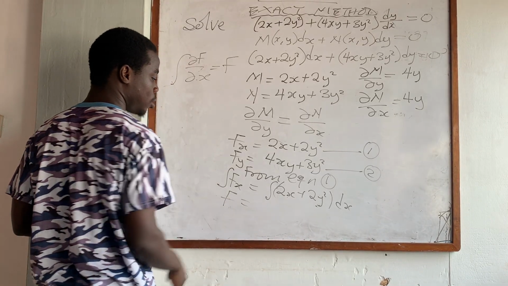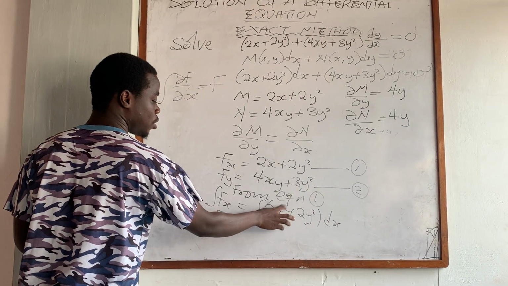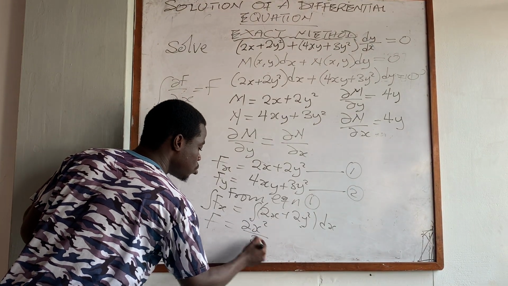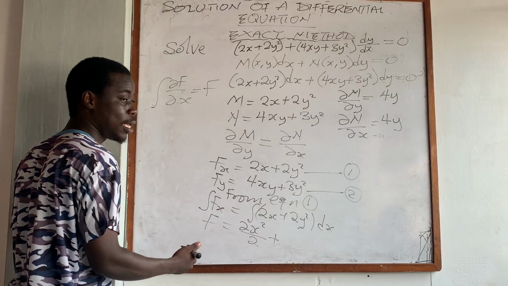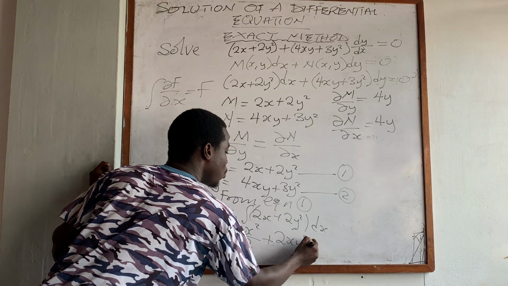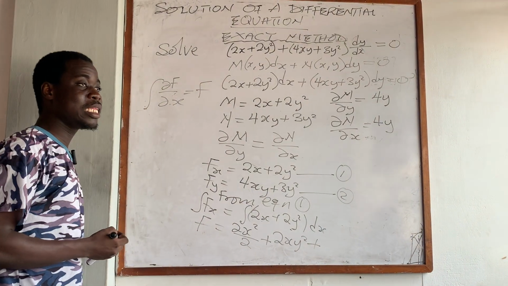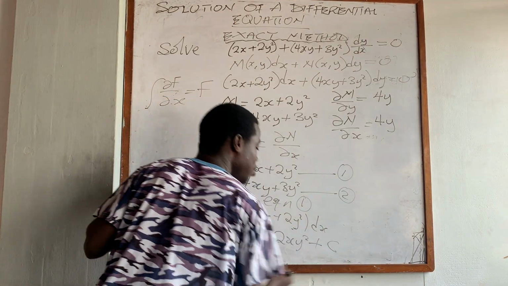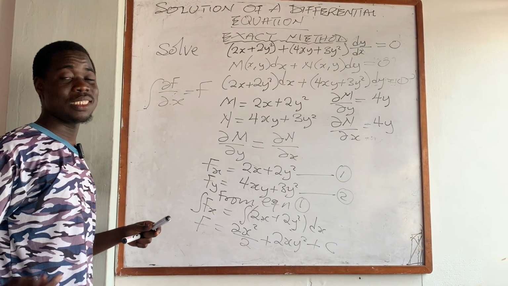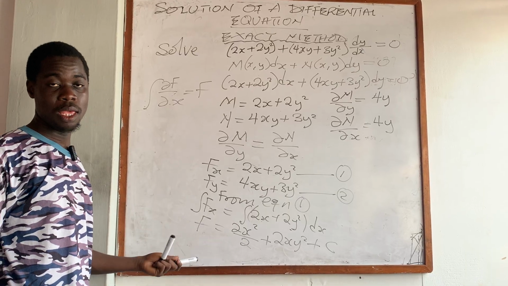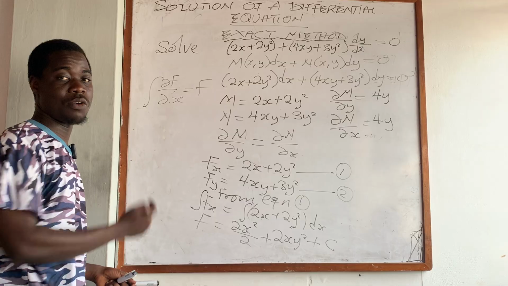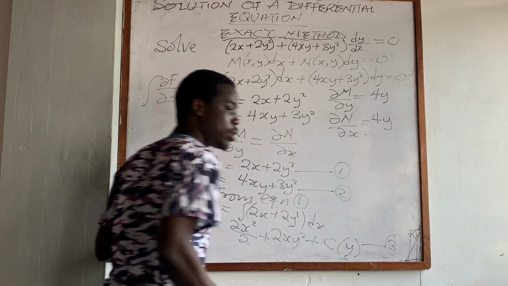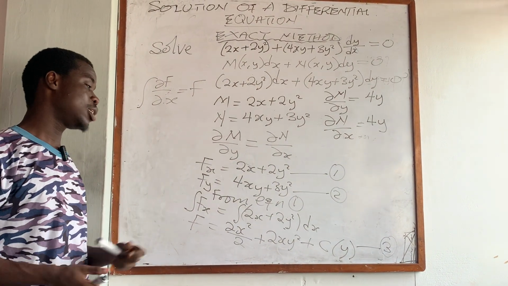If you integrate this with respect to x, you add 1 to the power and use the result to divide. So I will get 2x squared over 2 plus, there is no x here, so I have to add x. So I will get 2xy squared plus a constant, because this is an indefinite integral, so you need to add a constant to it. That constant is a function in terms of y, so I will write g(y) here. Now this is the main thing we are looking for. That is equation 3.